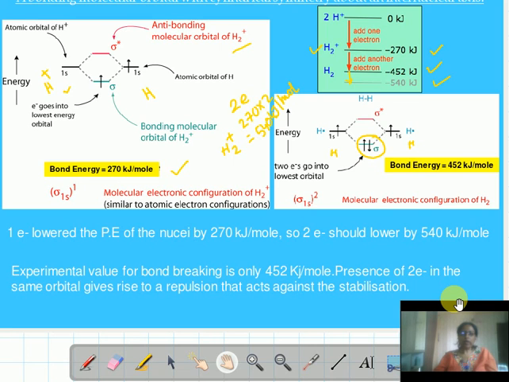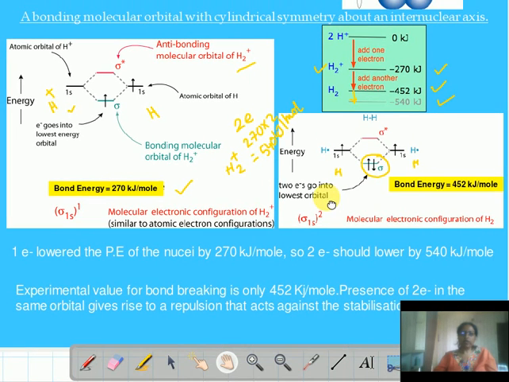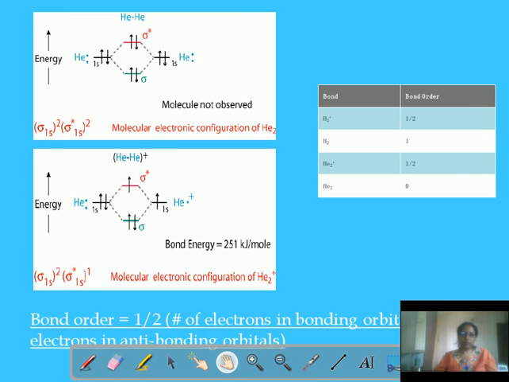So the presence of two electrons in the same orbital gives rise to a repulsion that works against the stabilization. What is the meaning of that? In this molecular orbital there are two electrons present, and there will be repulsion between these two electrons. So the system will not be stabilized as we expected. There is a slight destabilization. That's why the energy is lowered only up to minus 452 kilojoule per mole.